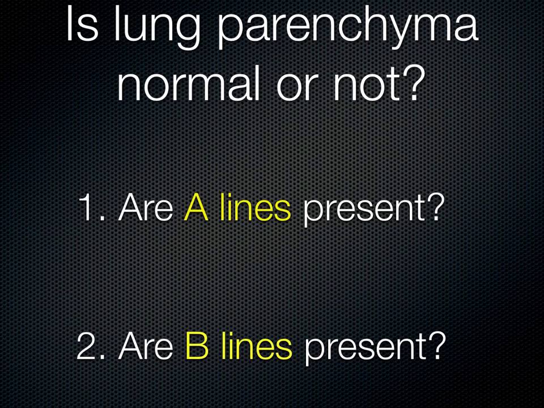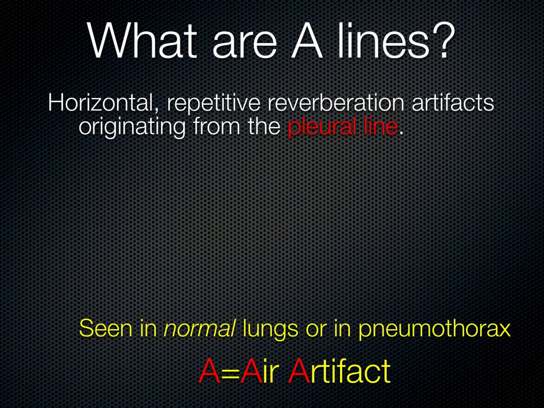You'll see that come up in just a moment. What we're interested in here is: is the lung parenchyma normal or not? What we're asking is: are there A lines present or are there B lines present? What are A lines? A lines are horizontal artifacts that represent reverberations originating from the pleural line. And we'll explain a little bit more about what that means.